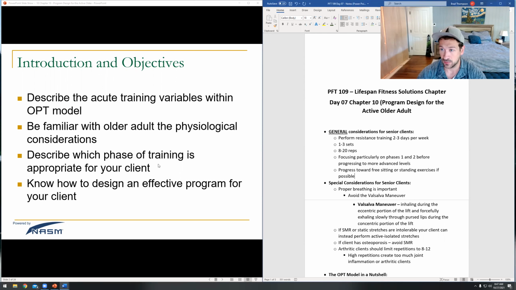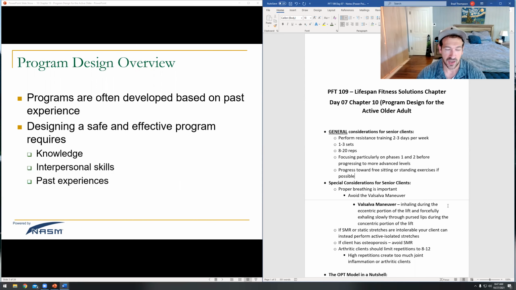What phase of training is most appropriate? So we are going to get into training phases today instead of just being in training levels by themselves. And then we'll talk about how to design a safe and effective program for our clients.